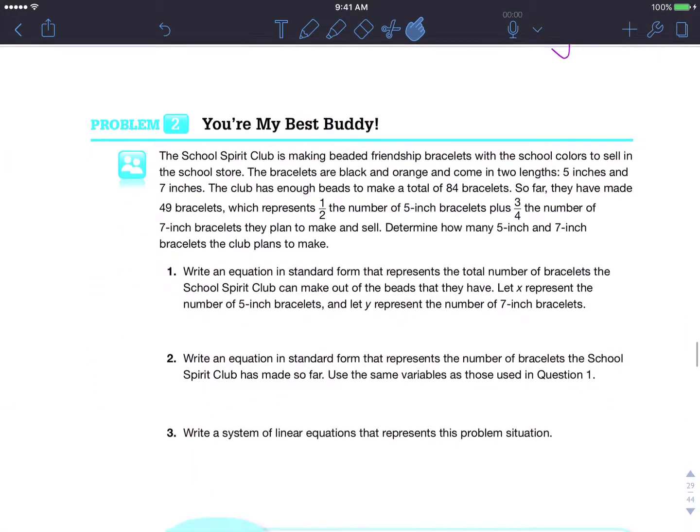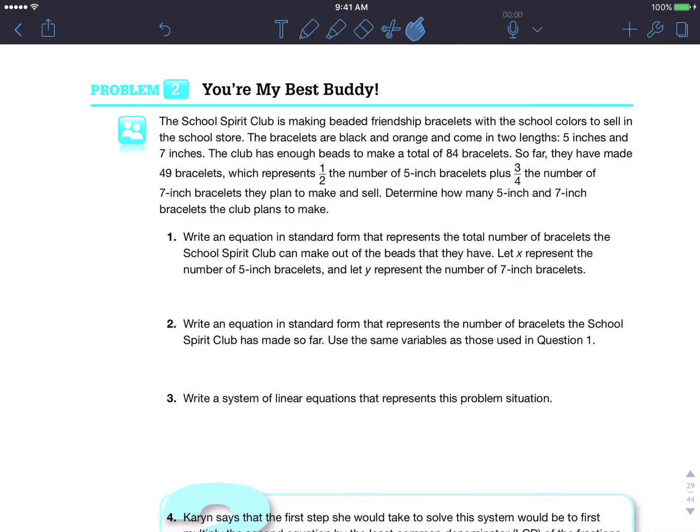So what you're going to be responsible for is problem number 2. It has some fractions in it, but it's not that difficult. It's the same thing. You could turn the fractions into decimals. So a little heads up. A half could be turned into 0.5. 3/4 could be turned into 0.75.